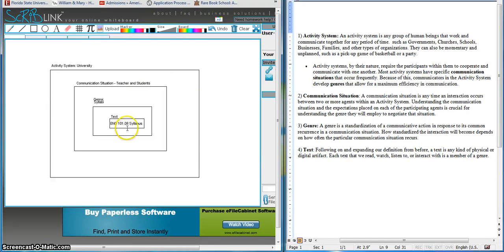And so we move from a very specific example of a text into the genre it's participating in, the communication situation that genre is designed to work in, and finally the activity system that communication system occurs in, because once you start to understand what activity system it occurs in, you can start to understand why things work a certain way or why certain priorities are present in a syllabus.